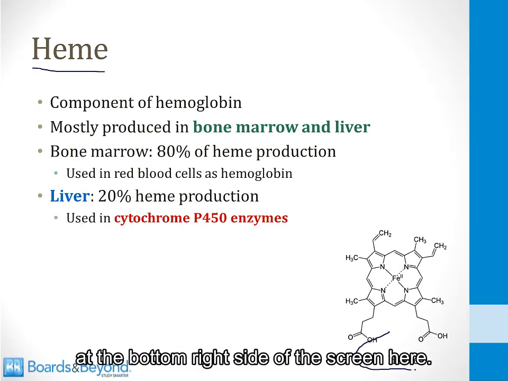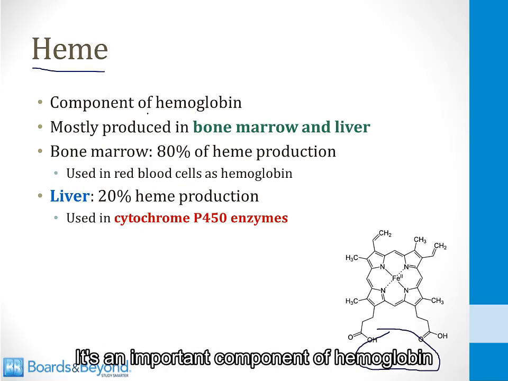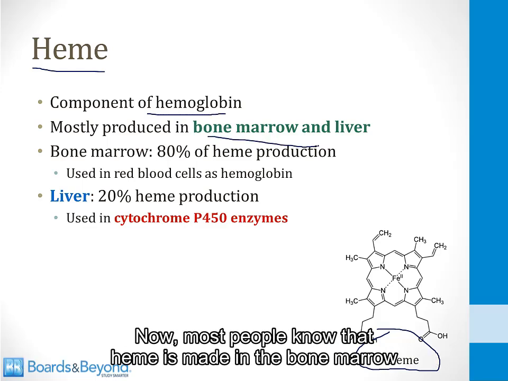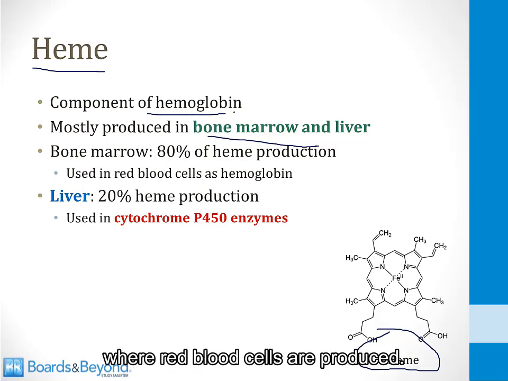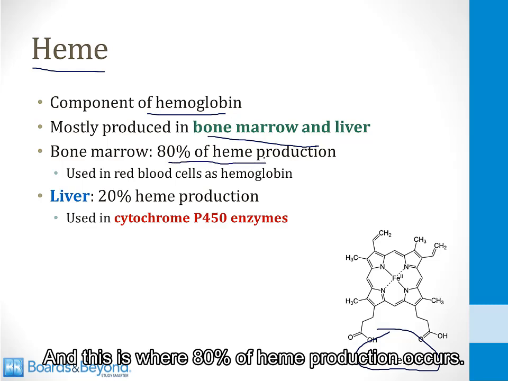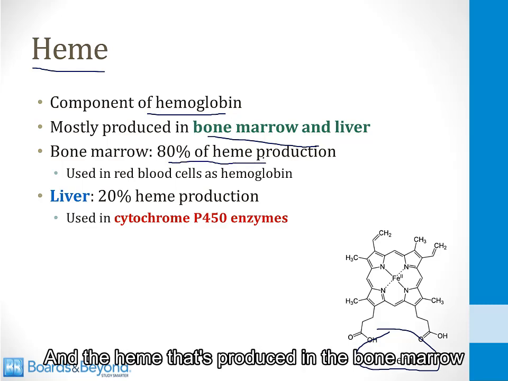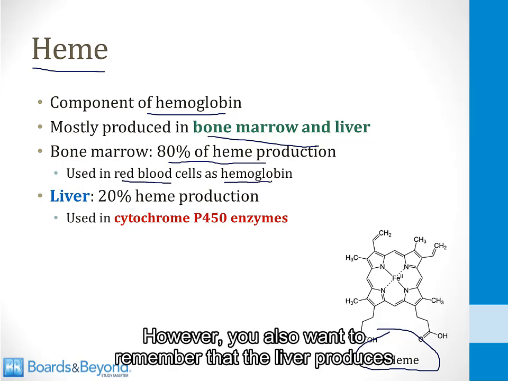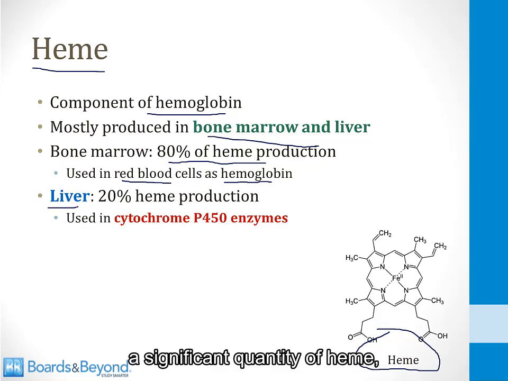This is its structure at the bottom right side of the screen here. It's an important component of hemoglobin, and it's mostly produced in the bone marrow and the liver. Now, most people know that heme is made in the bone marrow where red blood cells are produced, and this is where 80% of heme production occurs, and the heme that's produced in the bone marrow goes into the red cells as hemoglobin.